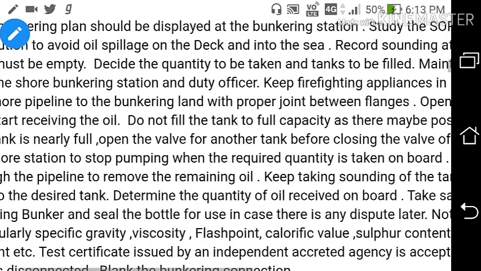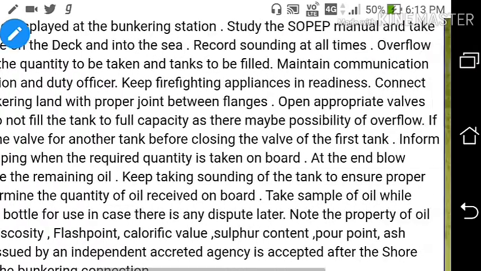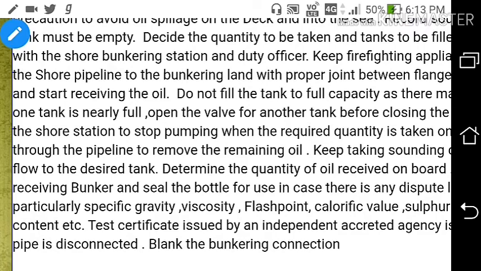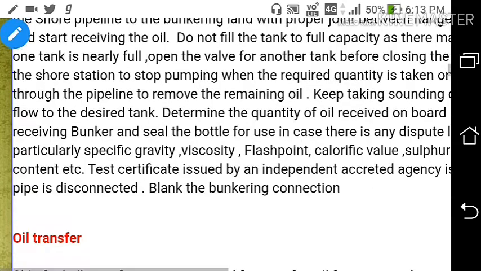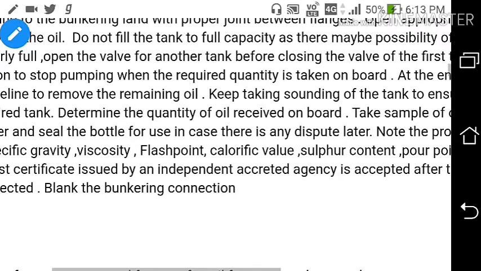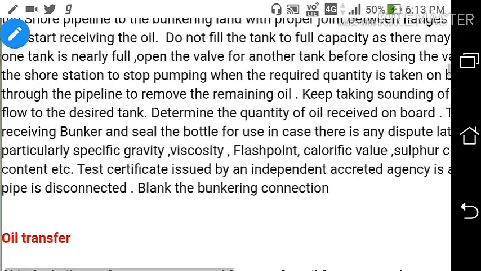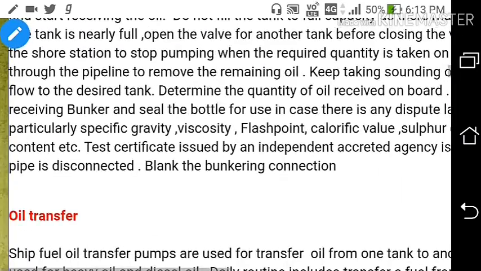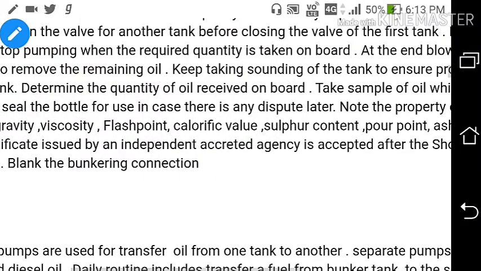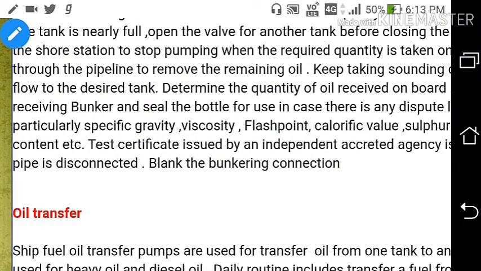Do not fill the tank to full capacity as there may be a possibility of overflow. If one tank is nearly full, open the valve for another tank before closing the valve of the first tank. Keep taking soundings of the tank to ensure proper flow to the desired tank. Determine the quantity of oil received on board. Take a sample of oil while receiving bunker and seal the bottle for use in case there is a dispute later. Note the properties of oil, particularly specific gravity, viscosity, flash point, calorific value, sulfur content, pour point, ash content, etc.